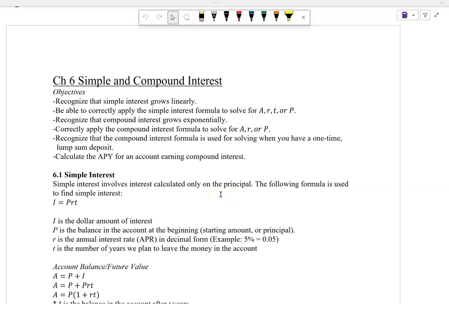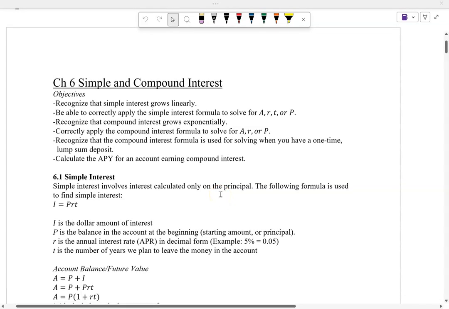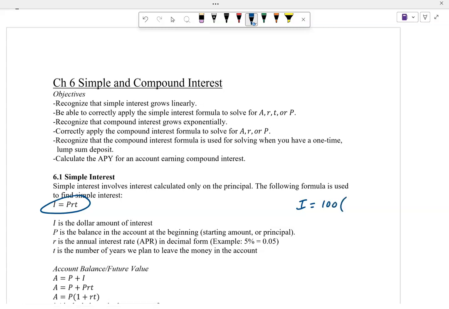All right, today we're going to talk about simple interest. Your simple interest is your principal, let's say $100, times your rate, let's say you're getting 5% per year, times time, let's do it for 1 year. Principal times rate times time. So your interest would end up being $5, right?